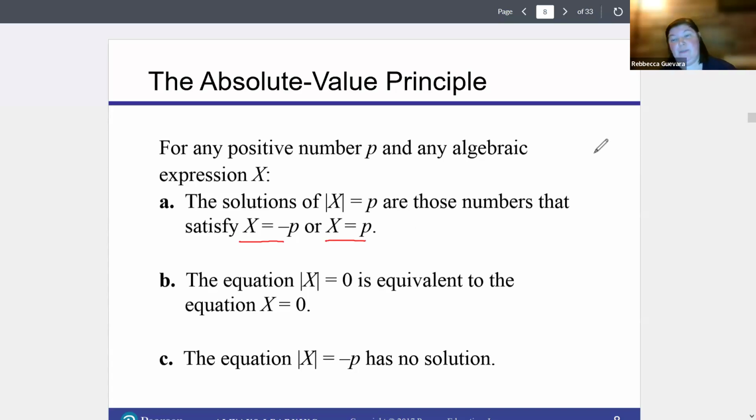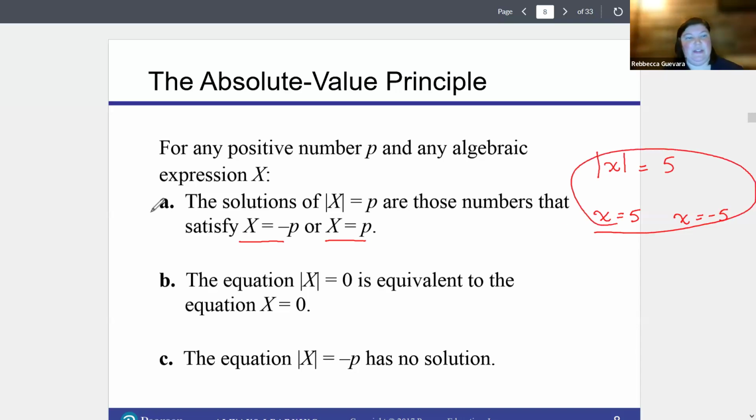And what we mean here is that if I said I had an absolute value of X equals 5, well, there's two things X could have been. X could have been 5, and the absolute value of 5 is 5. X also could have been negative 5, and the absolute value of negative 5 is 5. It's because this can happen that we get this principle here.